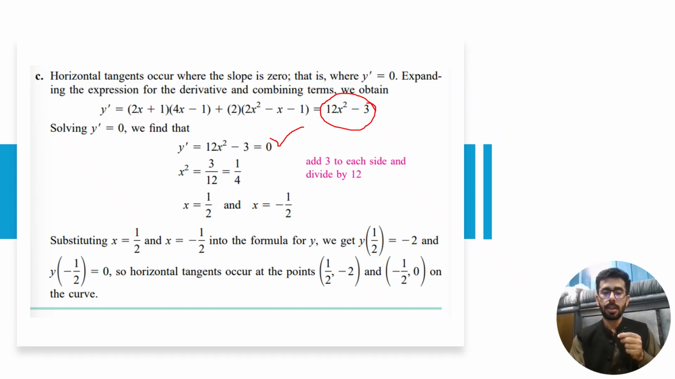We solve this and we get two values of x as positive half and a negative half. If x is positive half, y will be equal to negative 2 if we put x in the original equation. If x is negative half, y will be equal to 0. So there are 2 points that we get, half and minus 2, negative half and 0. At these two locations, our curve will have a flat horizontal tangent. So the slope of the tangent would be equal.